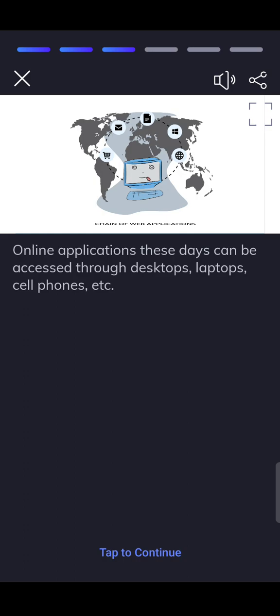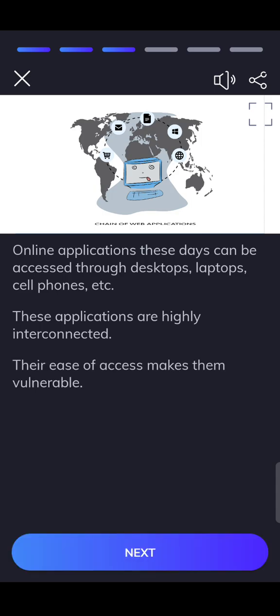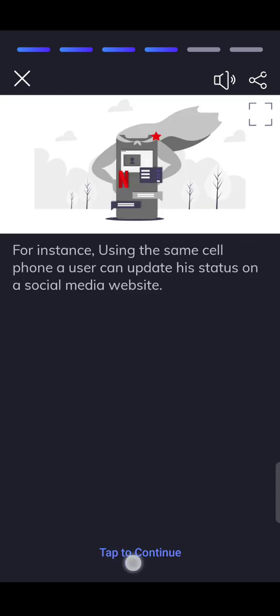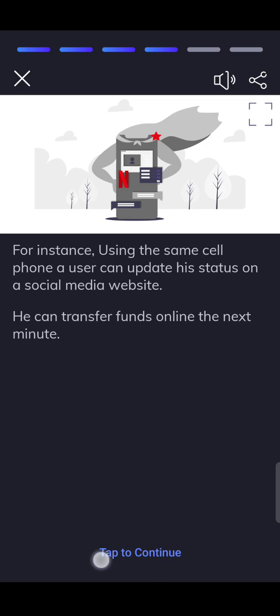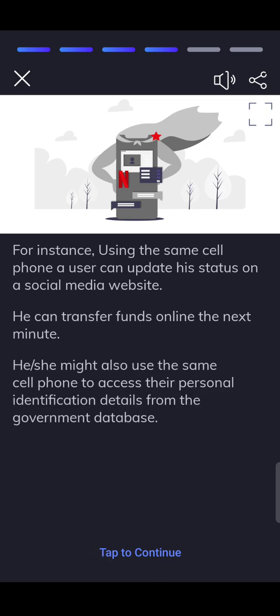Online applications these days can be accessed through desktops. These applications are highly interconnected. Their ease of access makes them vulnerable. For instance, using the same cell phone, a user can update his status on a social media website. He can transfer funds online the next minute. He or she might also use the same cell phone to access their personal identification details from the government database.